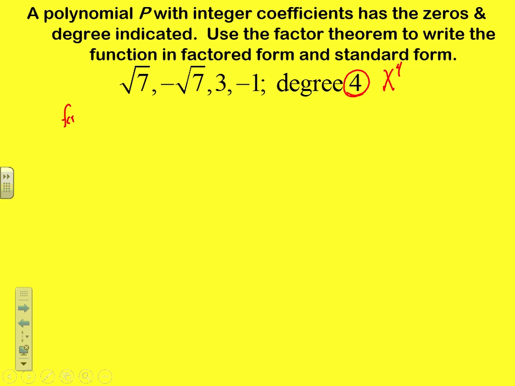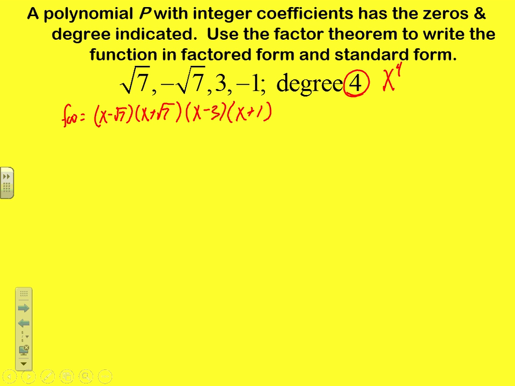So we'll say f of x is equal to, here the first solution is going to give me x minus the square root of 7 as a factor. The next one will give me x plus the square root of 7 as a factor. X minus 3 for the third one. X plus 1 for the last one.